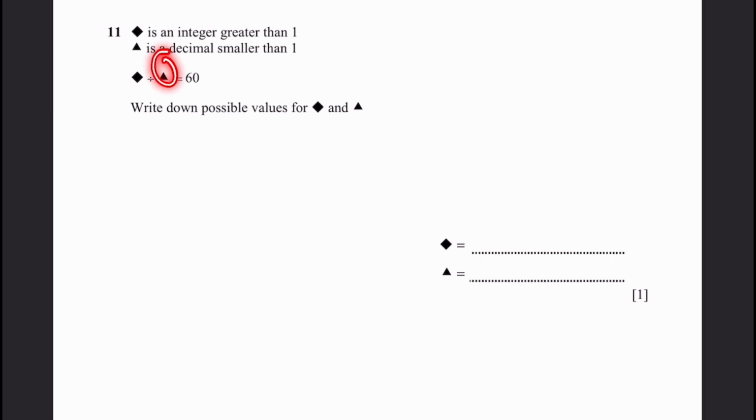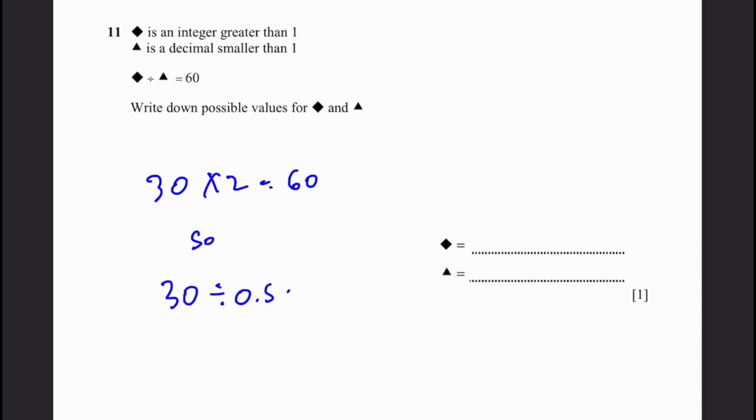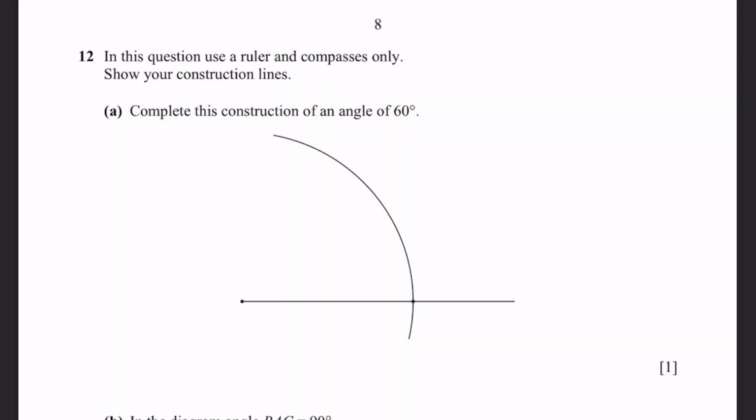Now if we divide something by 0.5, let's say, that's equal to multiplying by 2. That means something multiplied by 2 is equal to 60 if we say this is 0.5. And 30 times 2 is 60. So 30 divided by 0.5 is equal to 60, and that's our answer. Diamond is 30 and triangle is 0.5. This is diamond. This is triangle. That's the answer. Question 12.